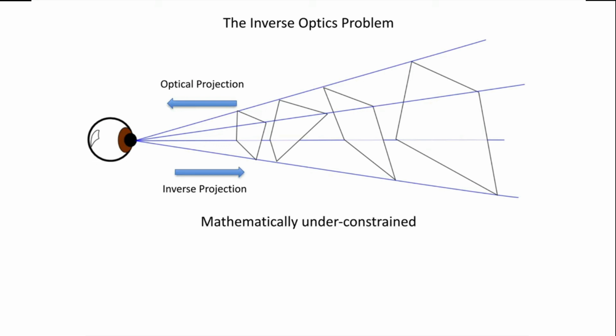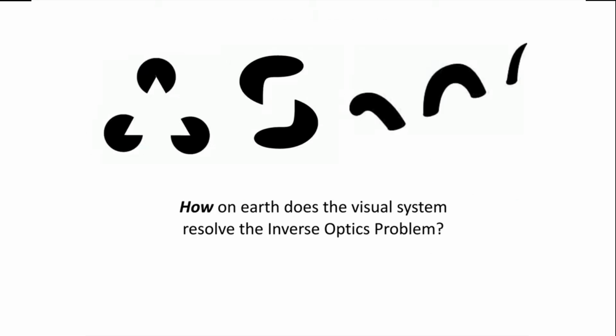Now, this is a mathematically under-constrained problem because there is an infinite range of quadrilaterals that all match to this surface. So this is practically impossible to compute using normal sequential algorithms. How on earth does the visual system resolve the inverse optics problem?